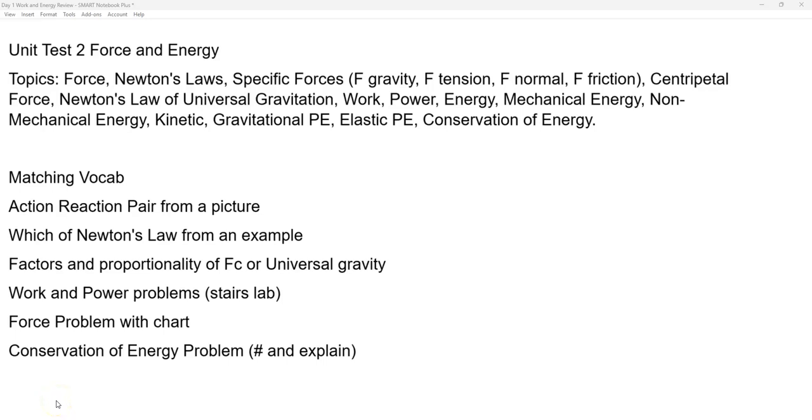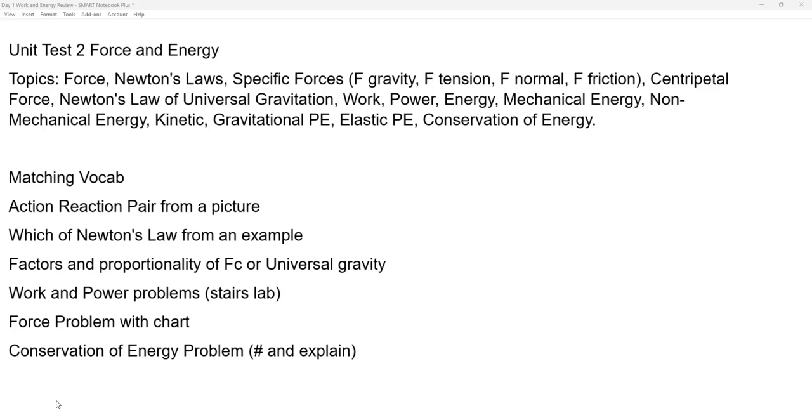Alright guys, so we're into the review for Unit 2, which deals with forces and energy. So again, just reading through the topics here that you can see on the screen. The test is going to deal with forces, Newton's laws, specific forces like gravity, tension, normal force, friction. The idea of centripetal force, Newton's universal law of gravitation, that's mostly the force ideas.